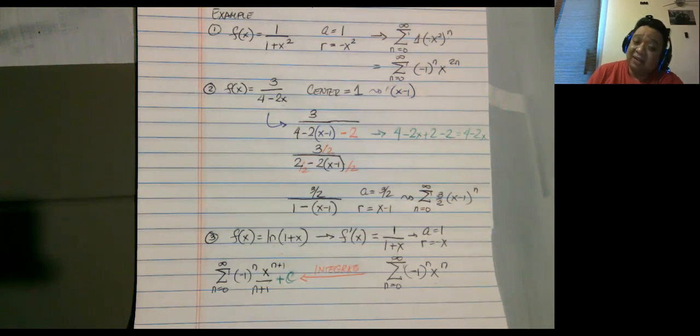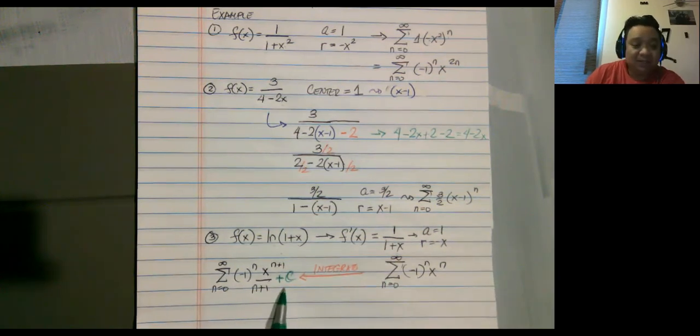All right, now you can't leave it like that though. You can't leave the plus c in there. You're going to have to find the value of c. Now, how do you do that? The way you find c is you need to know something about your function.